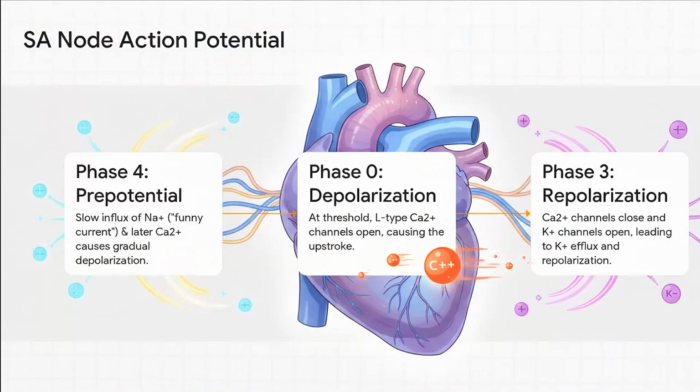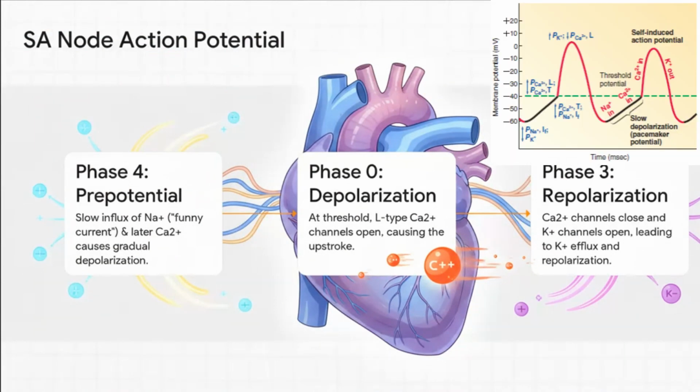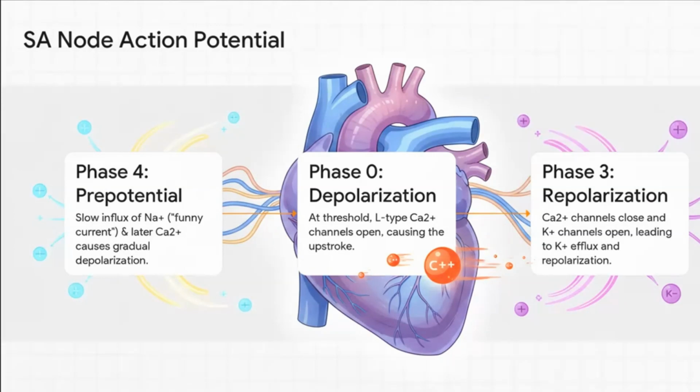Okay, let's walk through the action potential. It all starts with phase 4, the pre-potential. This slow upward drift is caused by a slow leak of sodium through some very special channels. We actually call them funny current channels. As the cell drifts up to about minus 40 millivolts, boom, we hit threshold and enter phase 0. Now, instead of a fast sodium rush, L-type calcium channels open, causing a slower depolarization upstroke. Finally, in phase 3, the calcium channels close, potassium channels open, potassium rushes out, and the cell resets, ready to start that slow, leaky drift all over again.